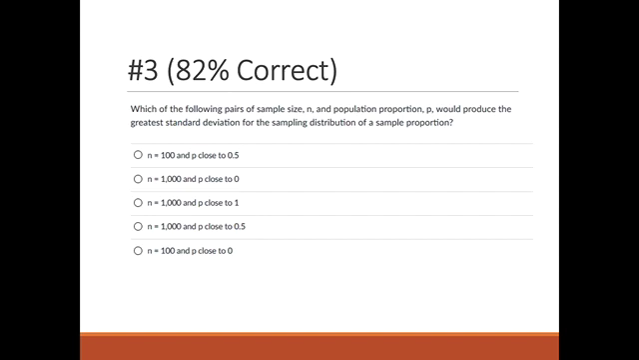So 82% got number 3 correct. The correct answer here is that n is 100 and a p-value close to 0.5. That will give you the greatest standard deviation for the sampling distribution. Remember, the formula for the sampling distribution standard deviation is on the formula sheet. It's the square root of p times 1 minus p all divided by n.